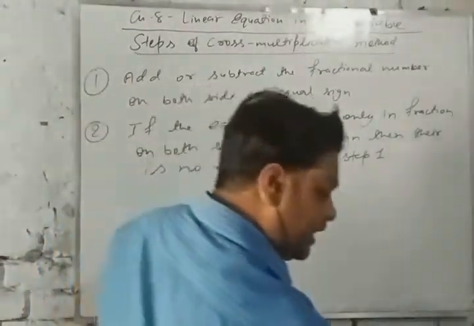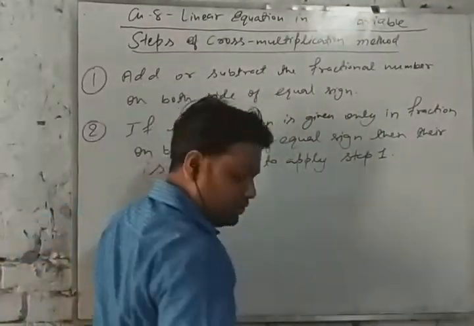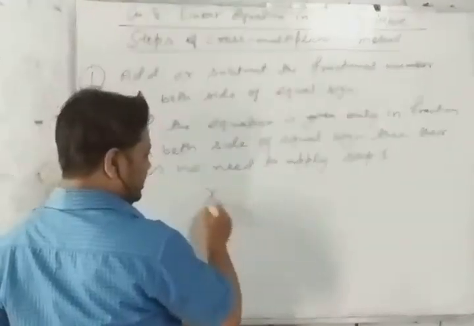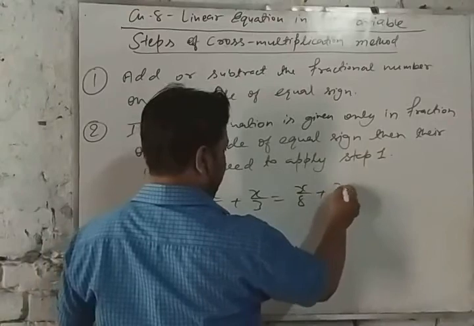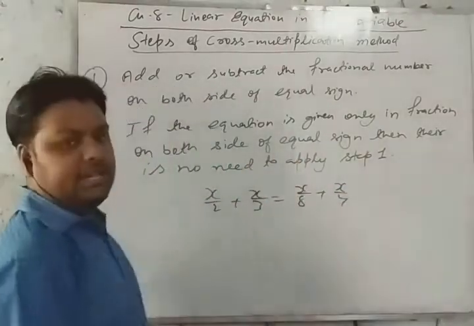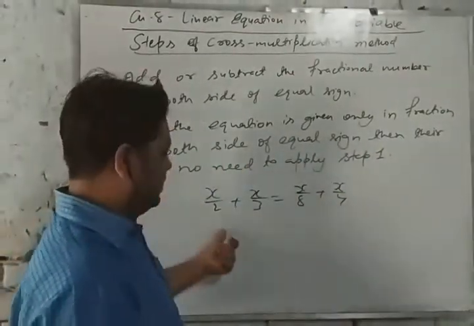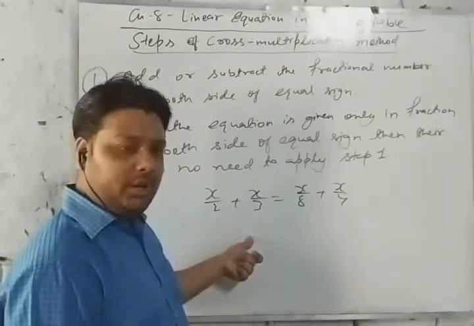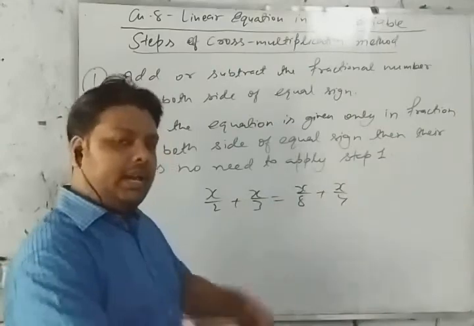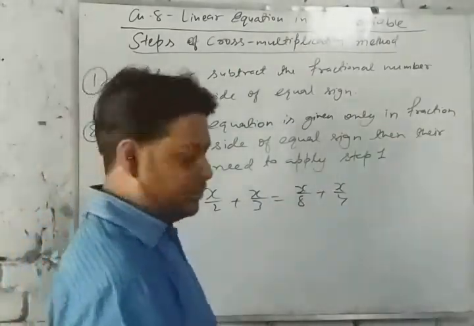Okay, so if the question is given as x/2 + x/3 = x/8 + x/4, then in this case we will apply the first step. First we will solve it, and we will get one numerator and one denominator on both sides. After that we will use the cross multiplication method.